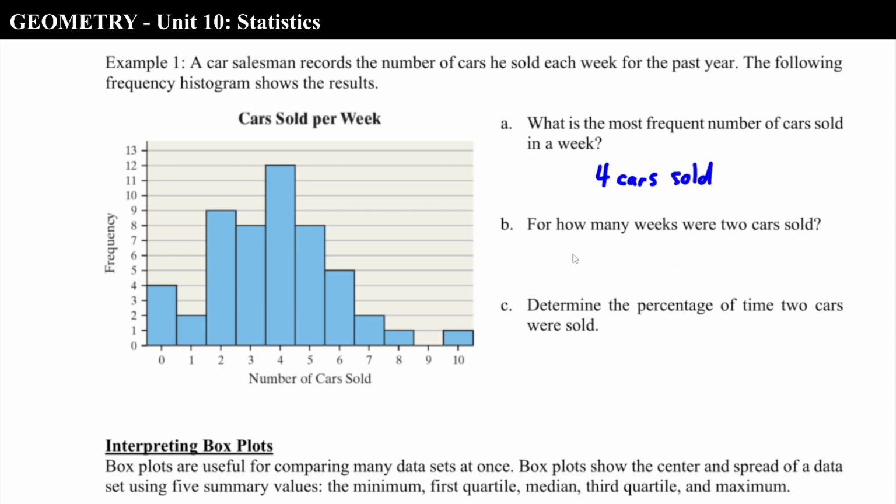For how many weeks were 2 cars sold? Well, we go over here, and we see that it happened 9 weeks out of the year.